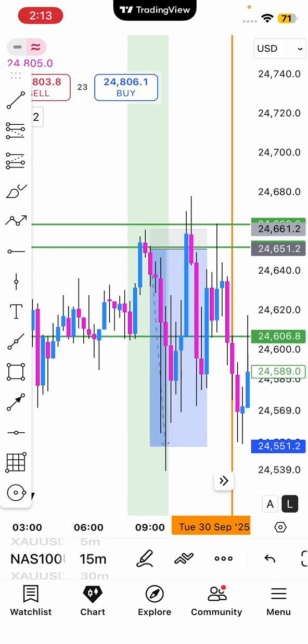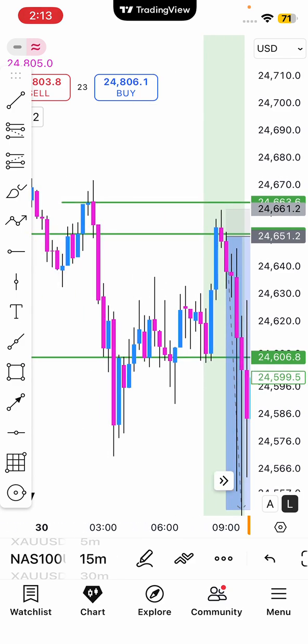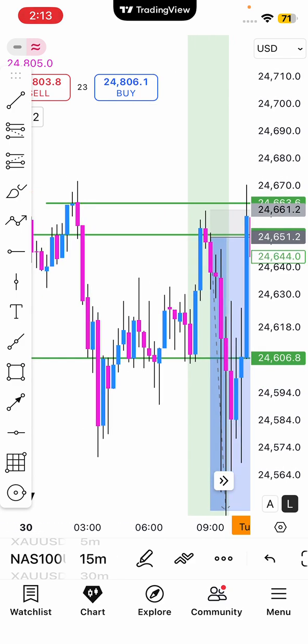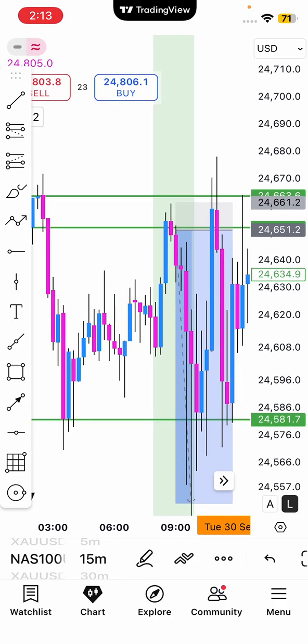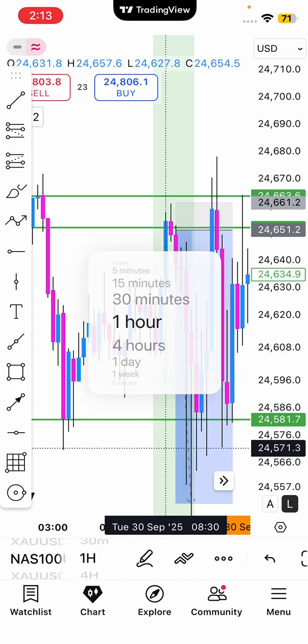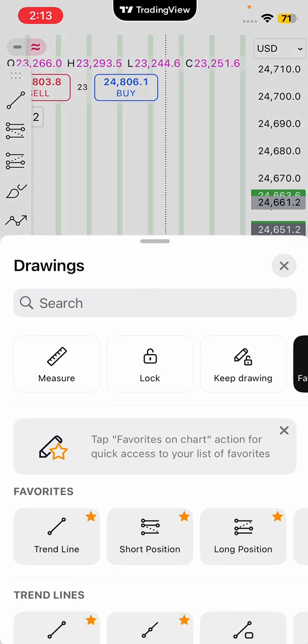So you can see price ended up working out perfectly, and obviously the 15 minute is still bearish because it's in between this lower high and lower low. So you already have context, logic, and yeah. So this was Tuesday. So now we reset, go back to the 4 hour time frame.